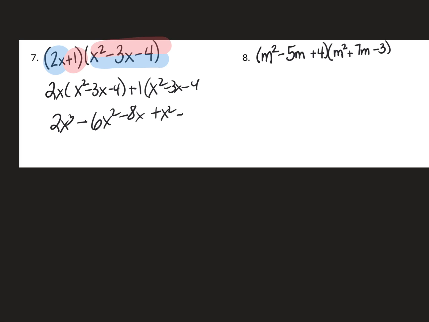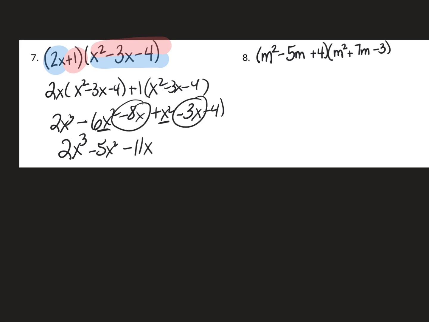minus 3x minus 4. And then combine like terms. Nothing to go with 2x cubed, so 2x cubed goes first. Negative 6x squared and x squared is negative 5x squared. And then I have minus 8x with minus 3x, that's minus 11x. And then minus 4. That is the solution to that problem.